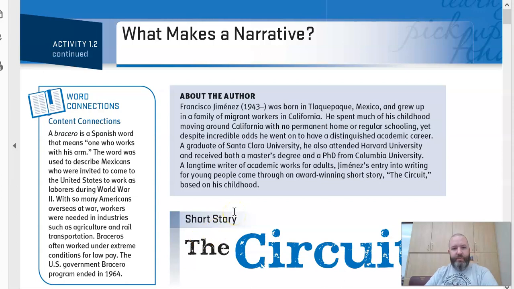Alright guys, this will be our first ELA lesson. So what we're going to use this year is a textbook that's called Springboard. And what Springboard is going to be, it's going to be set up into 4 units. The first unit is going to deal with narrative.